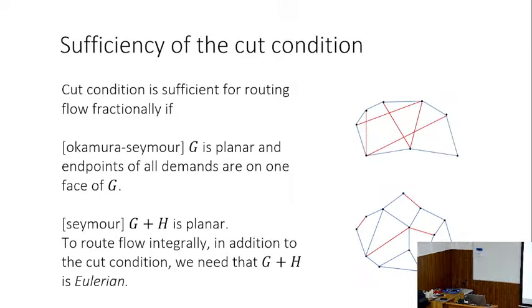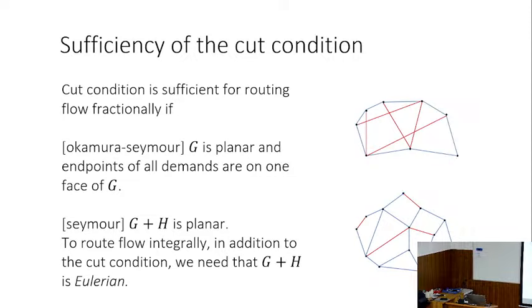Here, you have a planar graph and all the demand is on one face. When I say demand is on one face, I mean both the endpoints of a demand edge are on the same face of a planar graph. You can assume this is the infinite face, or, because you can always turn the embedding around, you can assume it is some face. I have not drawn the rest of the graph. There is a lot of the remaining graph here, which is planar.